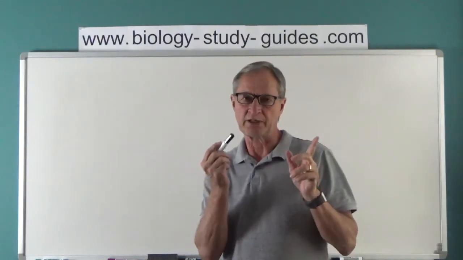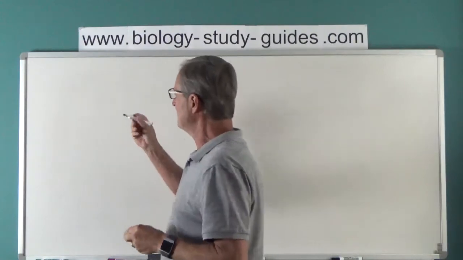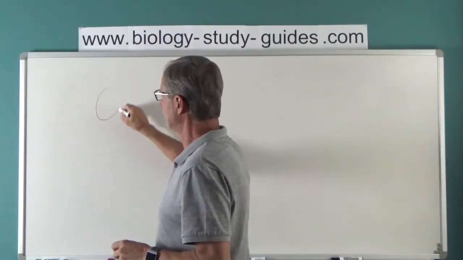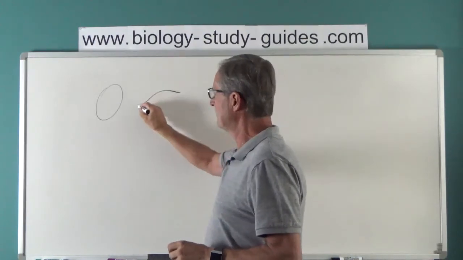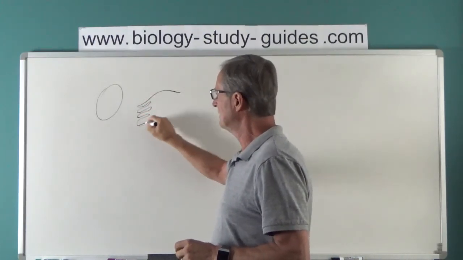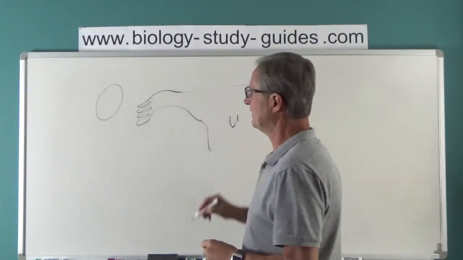So let's start by looking at the female reproductive system, just recalling what was going on. If this can represent an ovary, remember the oviduct ending with the fimbriae, and the uterus is down here, uterus down this part.